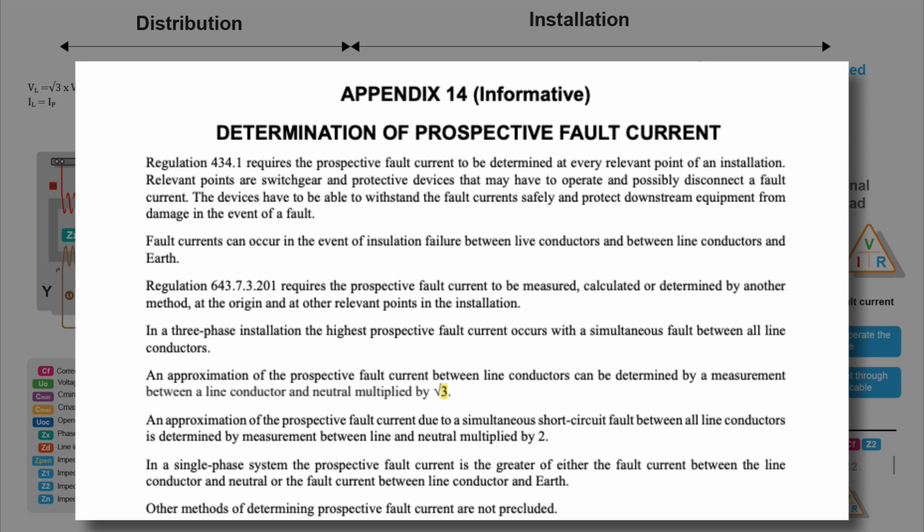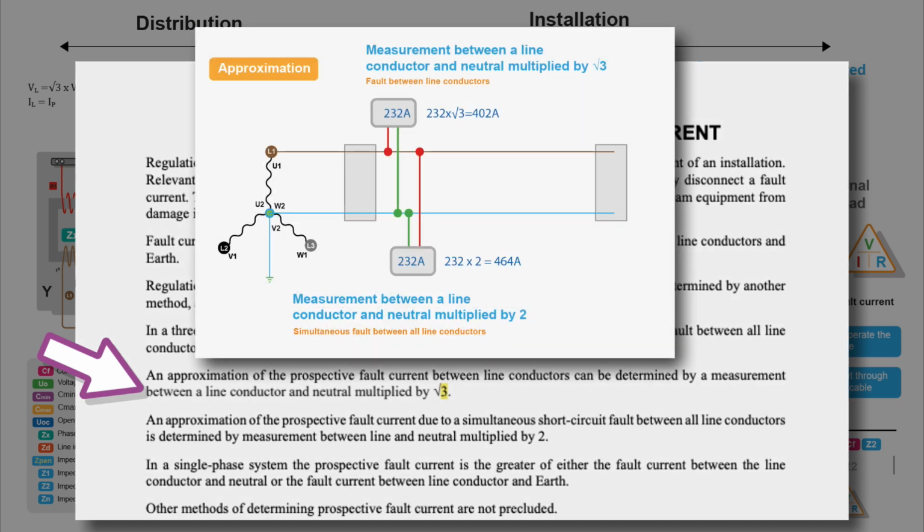Appendix 14 of BS 7671 gives us some information on determination of prospective fault current, and prospective fault current should be determined at every relevant point of an installation. Relevant points being switchgear, protective devices, and the devices have to be able to withstand that fault current safely and protect downstream equipment. In a 3-phase installation, the highest prospective fault current occurs with a simultaneous fault between all line conductors. An approximation of the prospective fault current between line conductors can be determined by a measurement between a line conductor and neutral multiplied by the square root of 3.